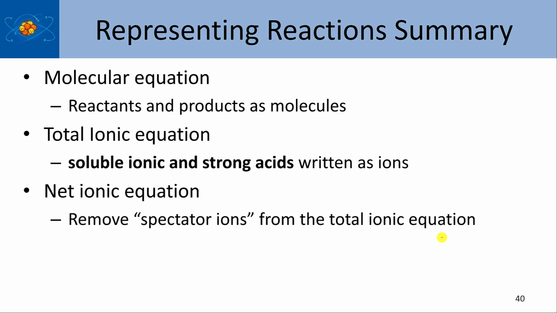So just to summarize the representations of reactions, it starts with the molecular equation, which is what we get when we predict the products and use the solubility rules. And then again, applying the solubility rules, we write everything that's a soluble ionic compound or a strong acid as ions. And then the net ionic equation is when we remove the spectator ions from the total ionic equation, and that leaves us the net ionic equation.